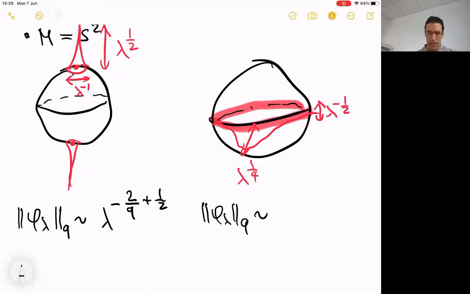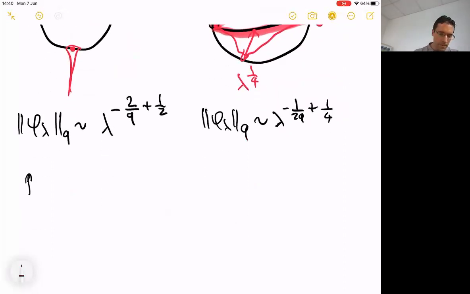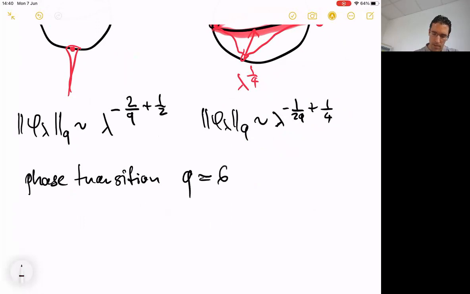All right, so what's the L^Q norm in this case? Again, it's base times height, but now you have to be careful. The lambda to the -1/2 should be taken to the power 1, because it's just the size in the transversal direction. If you go in the longitudinal direction along the geodesic, then the thing has size 1. So it's 1 times lambda to the -1/2, divided by Q, plus the size, plus 1/4. Now you can compare these 2 and see when one becomes bigger than the other, and you find that the point of transition will be Q equal to 6. So there is a sort of phase transition at Q equal to 6, where one regime becomes worse than the other in terms of concentration.